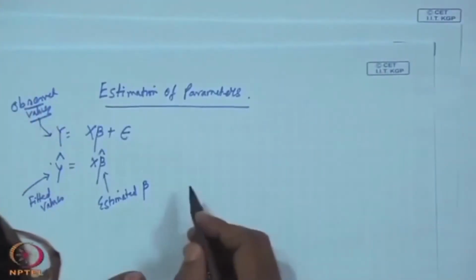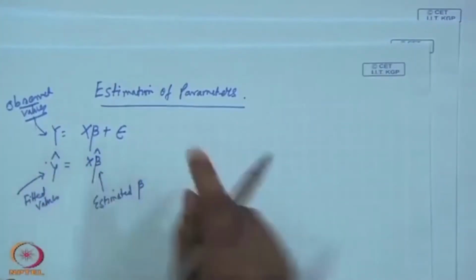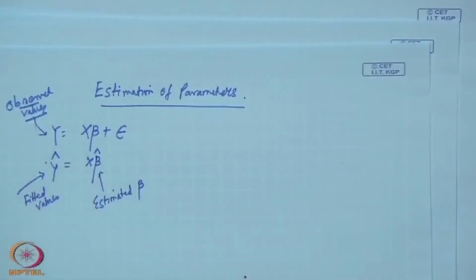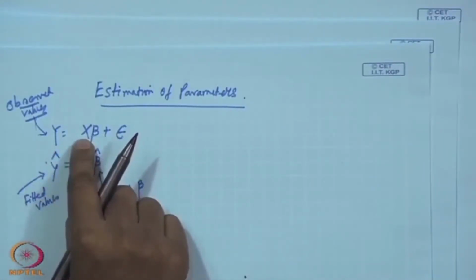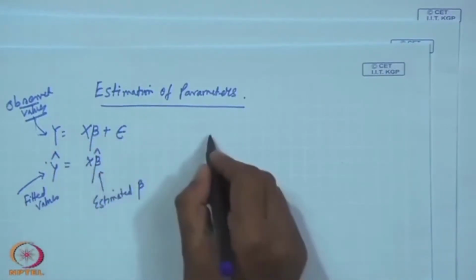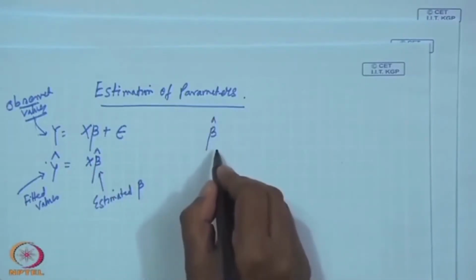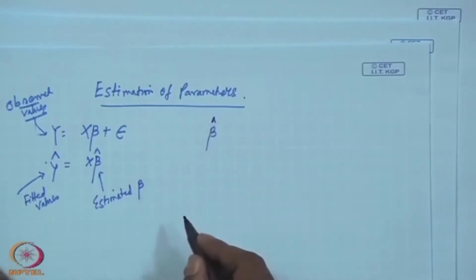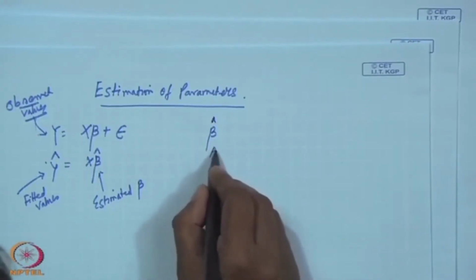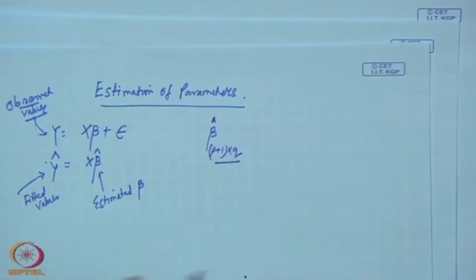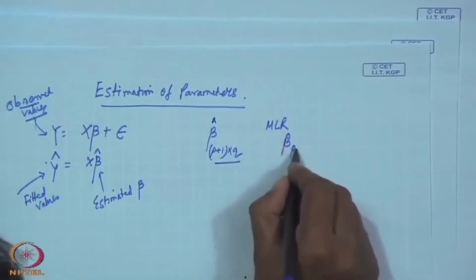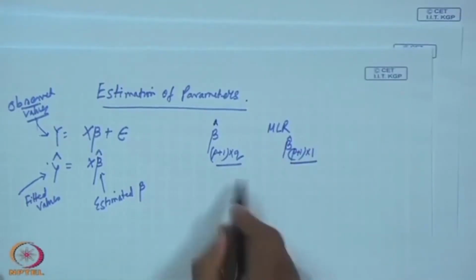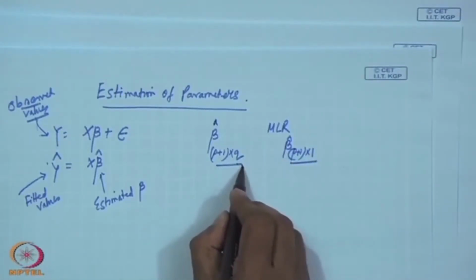Please remember that there are q y variables, and similarly p x variables. So this beta that you estimate, how many parameters will be there? It will be a matrix. What will be that matrix? That will be p plus 1 cross q. Now in MLR, beta is p plus 1 cross 1. So additionally it is coming like this.